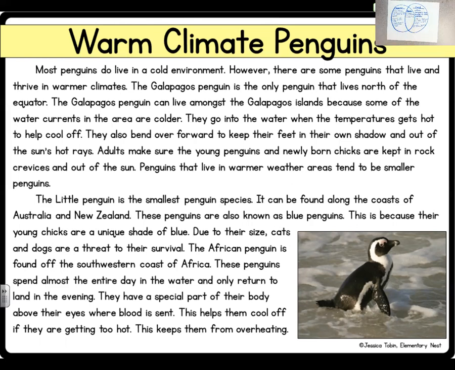All right. Adults make sure young penguins and newly born chicks are kept in rock crevices and out of the sun. Penguins that live in warmer weathers tend to be smaller penguins. Ooh, they're smaller. The little penguin is the smallest penguin species. It can be found along the coast of Australia and New Zealand. So this one was Antarctica. This one is New Zealand.